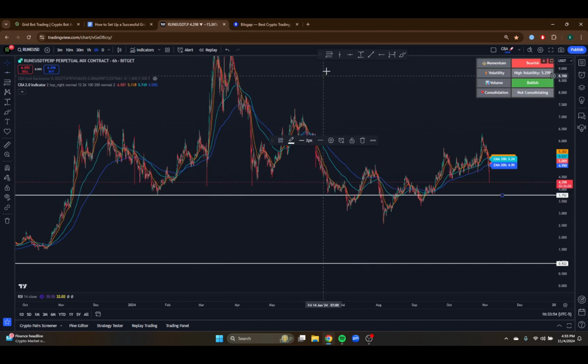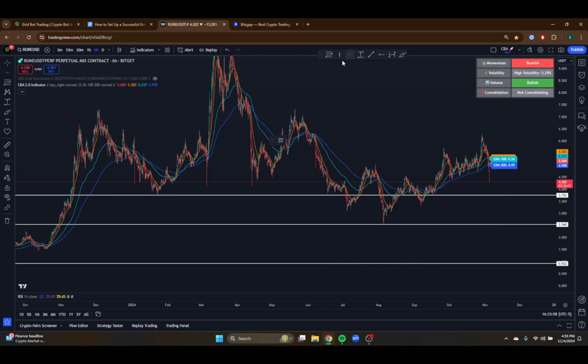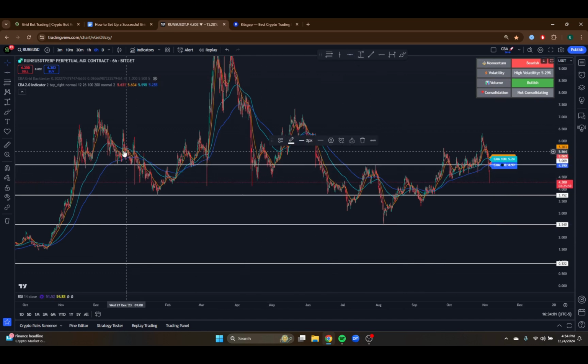So we have a support here. We have another support here. We have another support here. So you can see there is a rejection, rejection, rejection. There's another rejection somewhere around here.